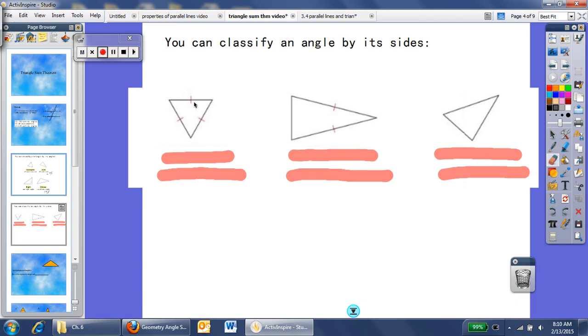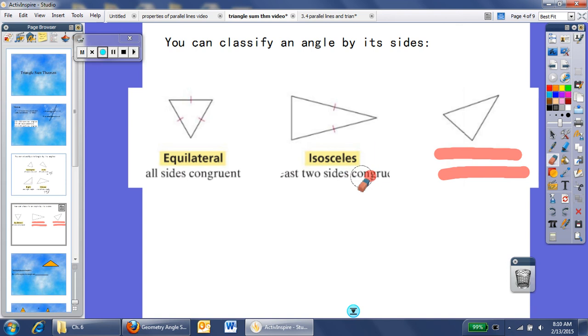In this one, you can see that all three sides are congruent. This is called equilateral, and they're marked with those slashes on each side. In this case, there's only two slashes. This is called isosceles, where at least two sides are congruent. And lastly, none of the sides are marked to be congruent, so this triangle is called scalene.